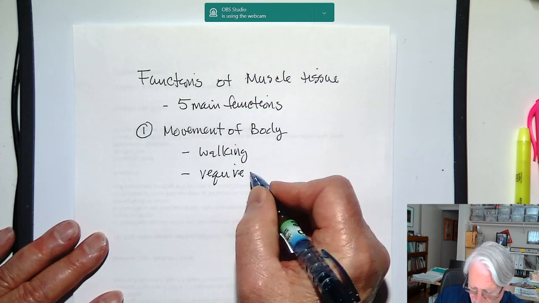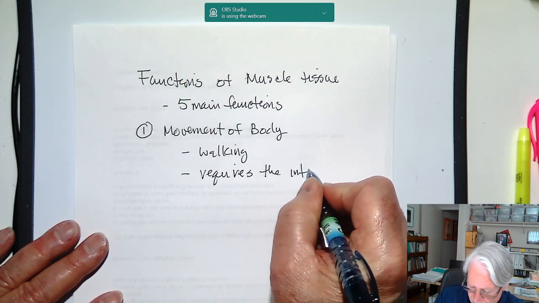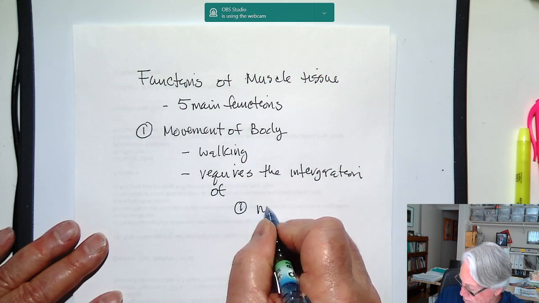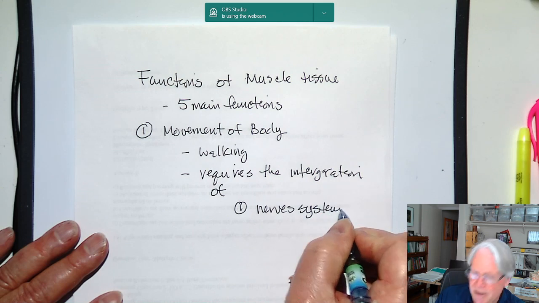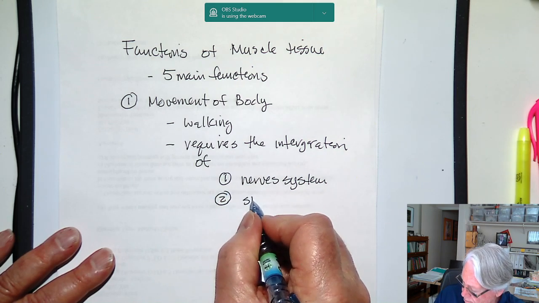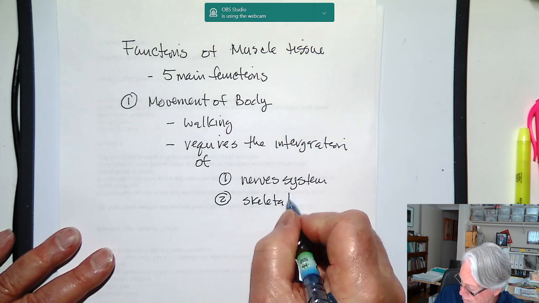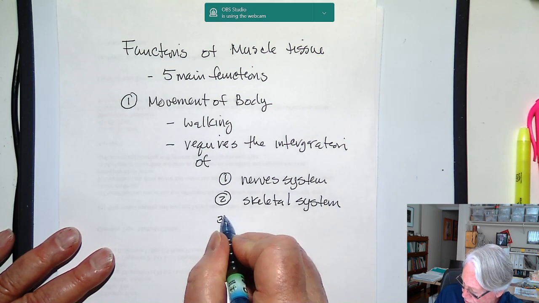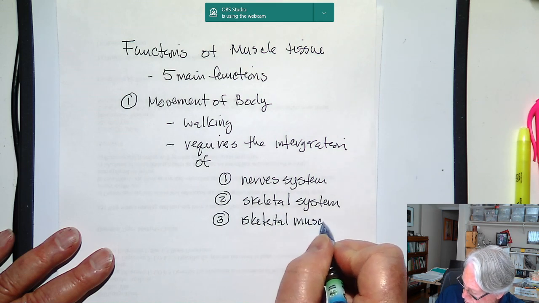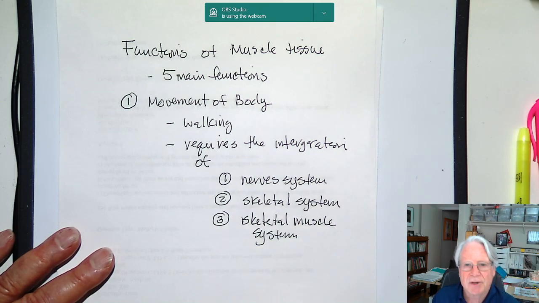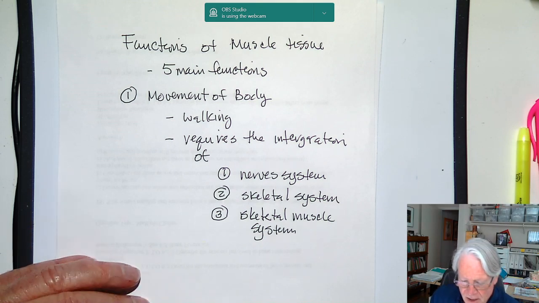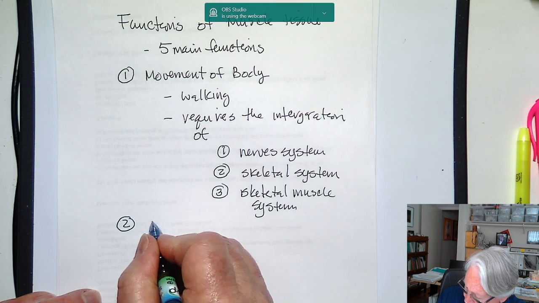So it requires the integration of a number of systems. Number one, the nervous system. And we're going to talk about that connection today in today's lecture. That's the neuromuscular junction. Number two, the skeletal system. Number three, the skeletal muscle system. So all three of these have to be coordinated in order to produce body movement. That's number one.